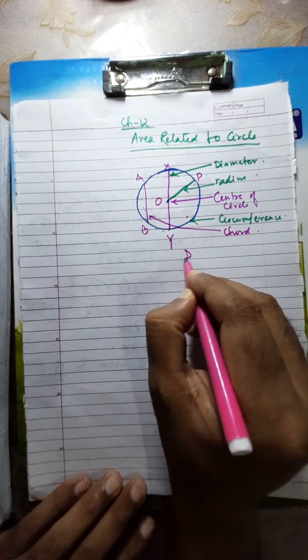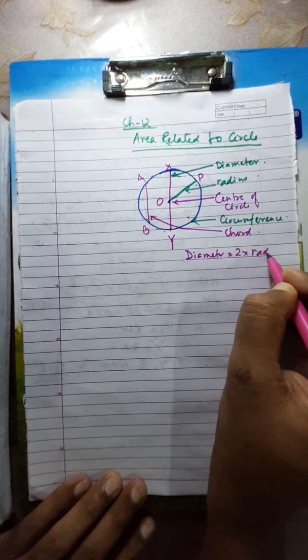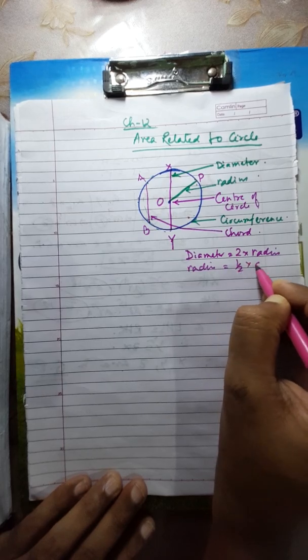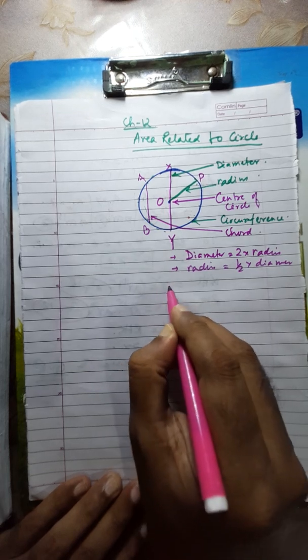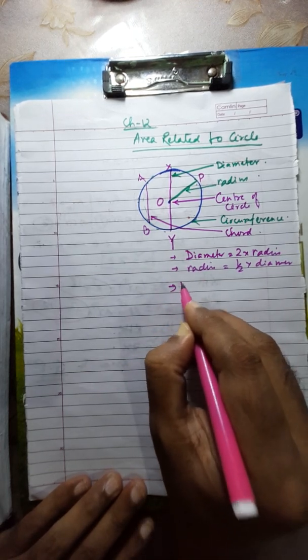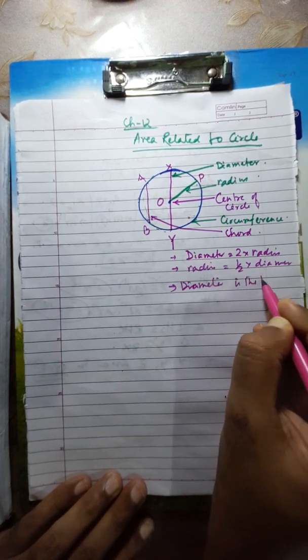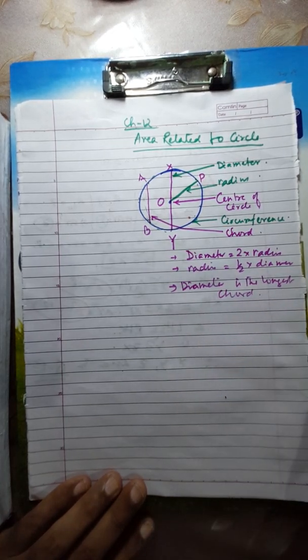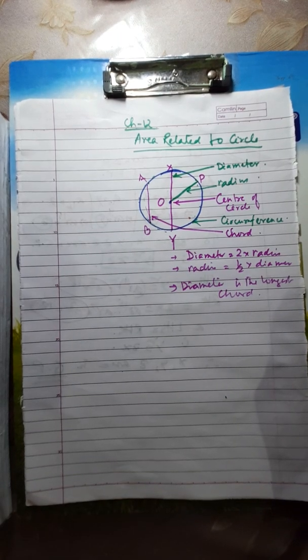So what are the relations here? Diameter is equal to 2 into radius, or we can say radius is equal to half into diameter. This point you have to remember. Diameter is the longest chord. Infinite number of chords are there, infinite number of diameters are there, infinite number of radii are there. You already covered this in the previous classes, but you have to keep it in mind.